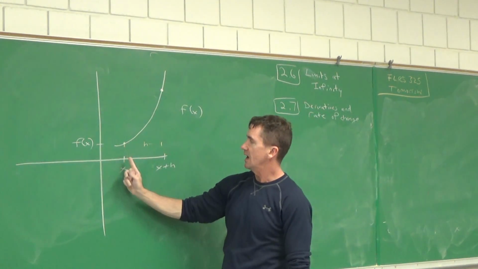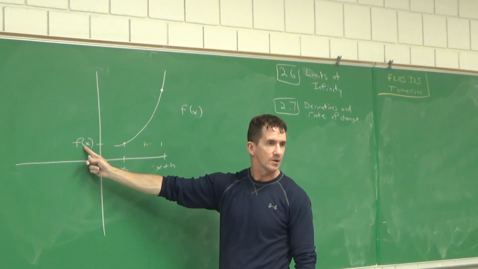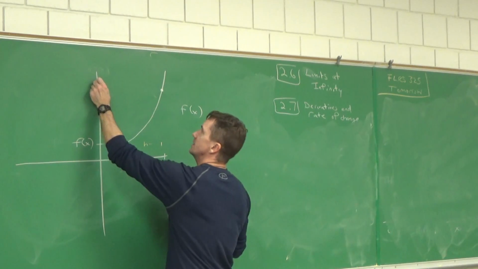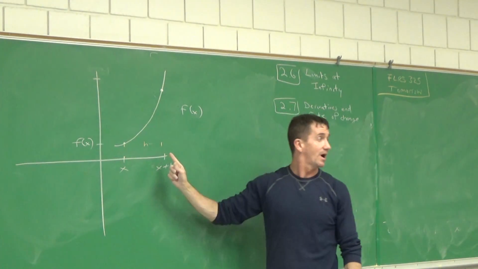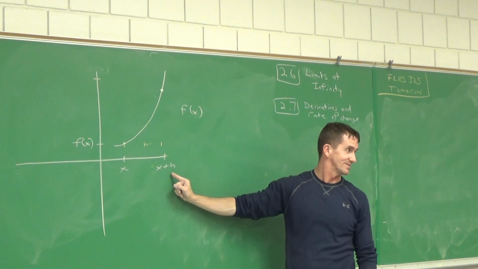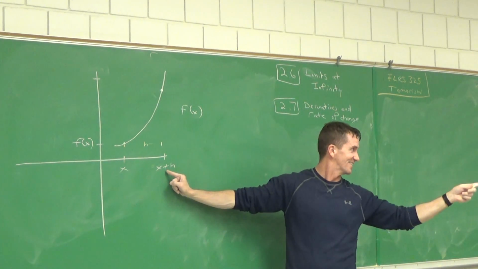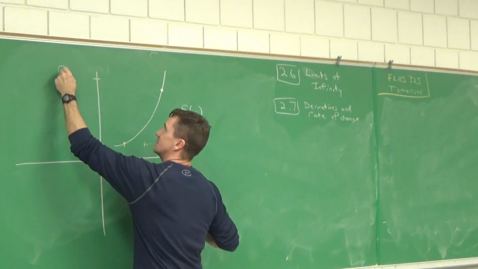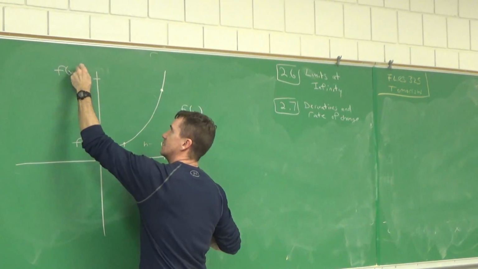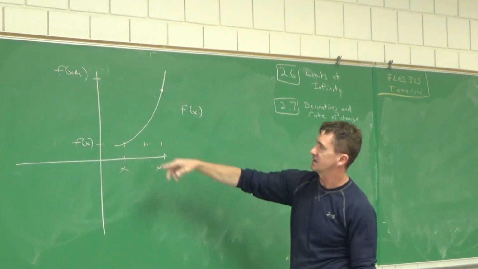Now, I said, what's the y value at this x value? We called it f of x. What do you think you call the y value at that x? F of whatever that is, right? What's the y value here? F of x plus h. That's what I call it. Alright, so that's f of x plus h, that's f of x.